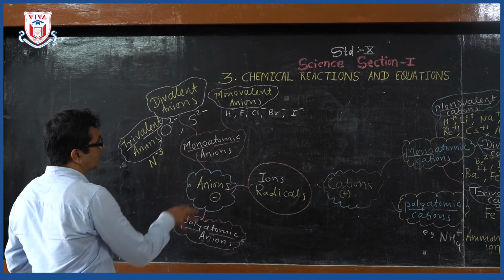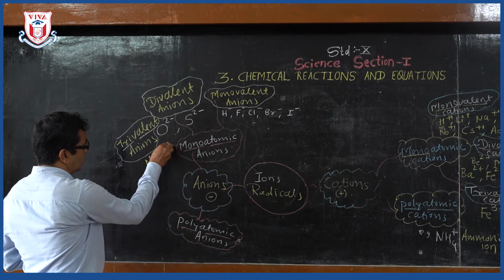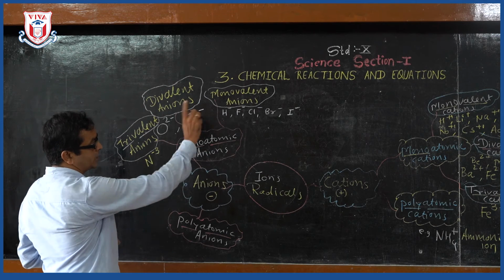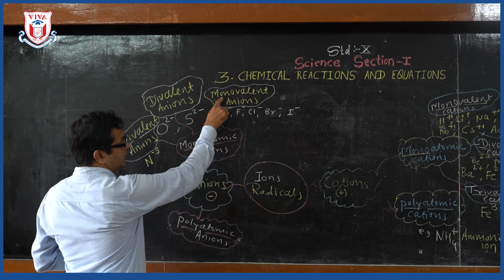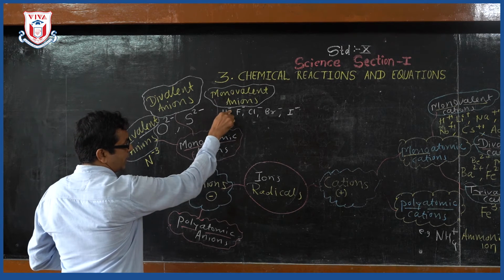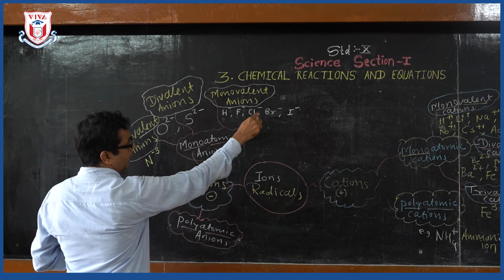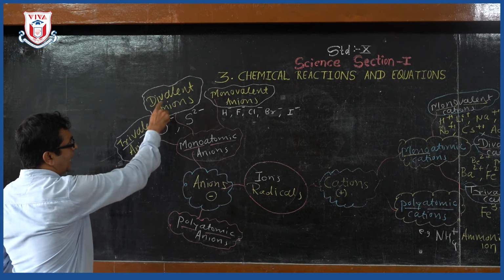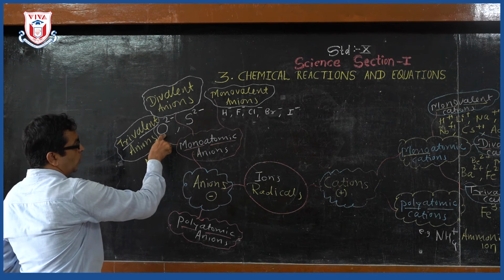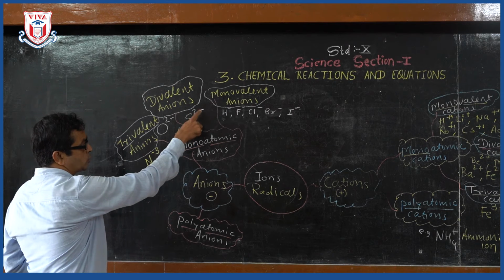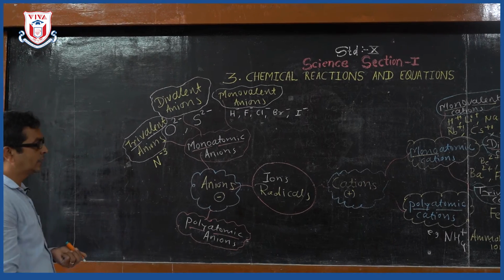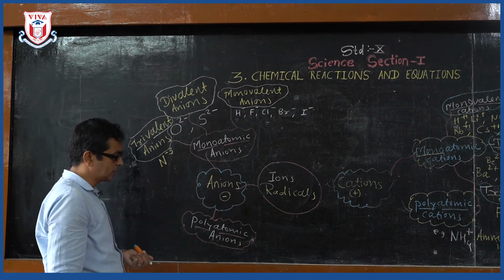So this is the classification of monoatomic ions. Monoatomic ions are classified into 3 types depending upon their valency. Number 1 is monovalent anions: hydrogen ion, then fluoride ion, chloride, bromide, iodide. Then divalent, having valency 2, so it is O2 minus and S2 minus. And in case of the third, that is trivalent, having valency 3, that is N3 minus.